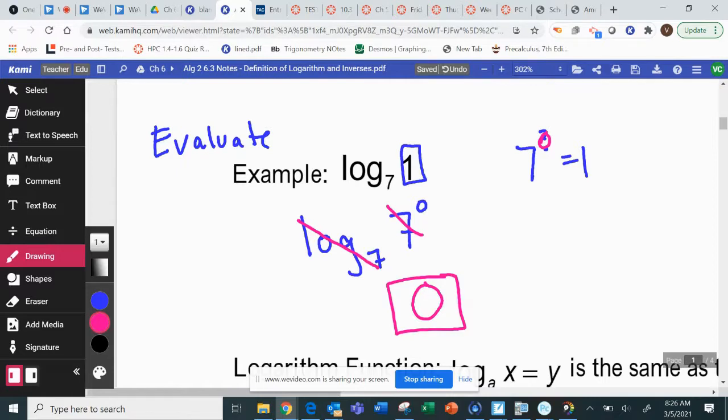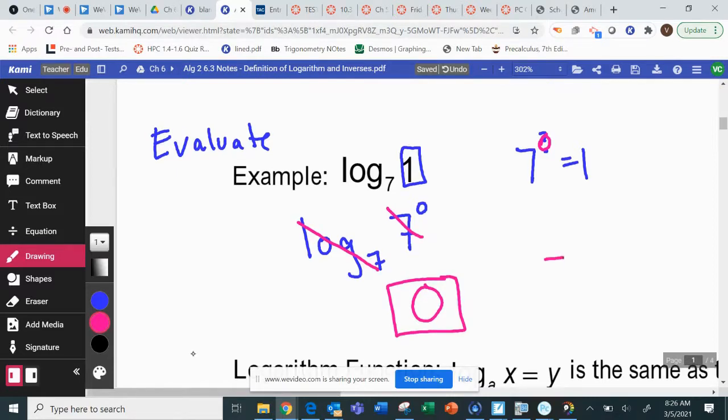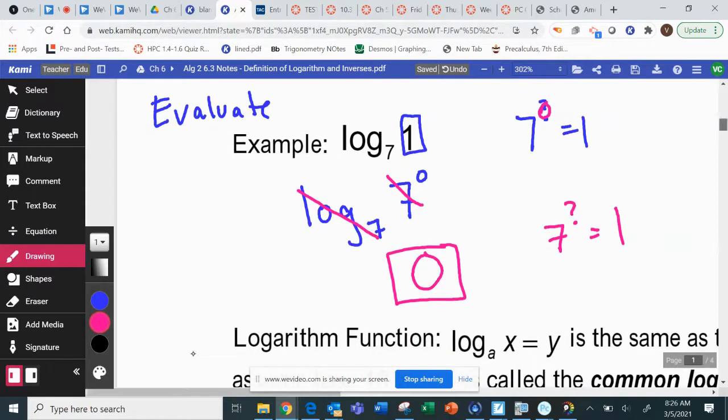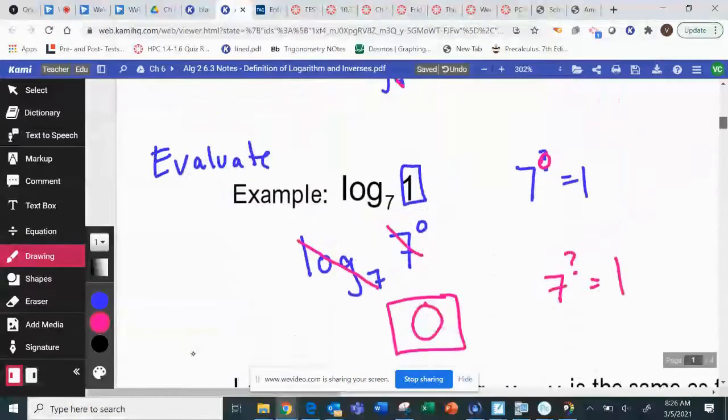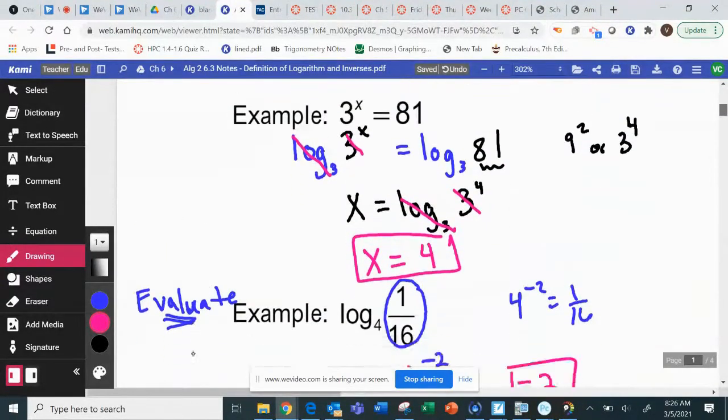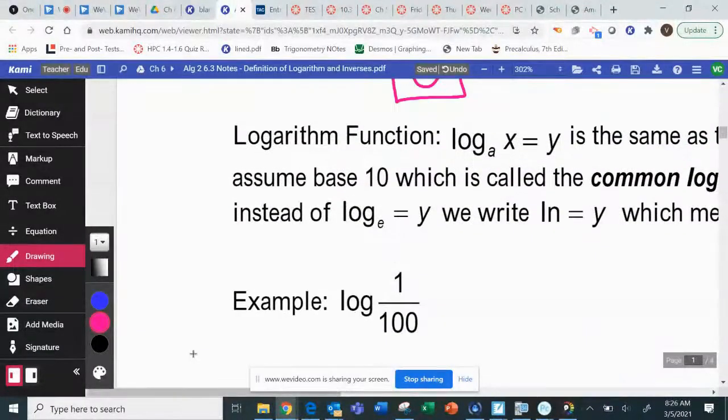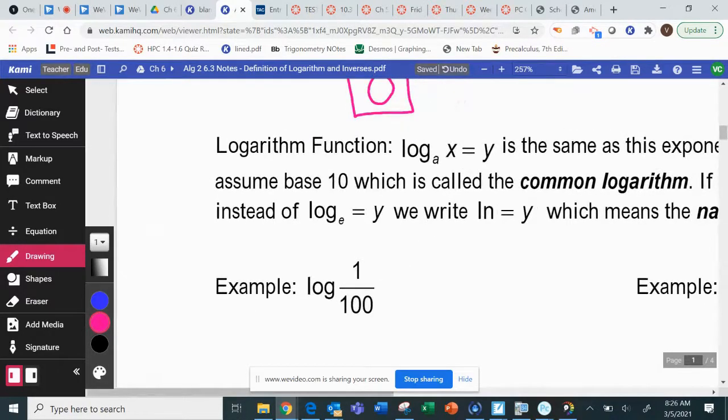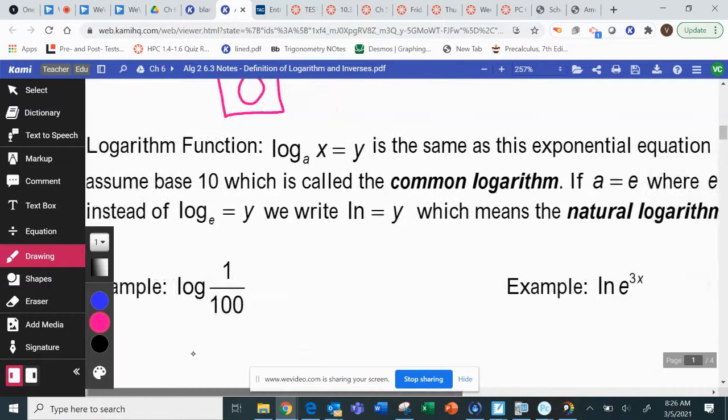That's what logarithms are doing. They're finding the base 7 to a question mark is equal to the big number. That's what logarithms do. They're answering that question. They're finding what exponent. So this base can be anything you want. Almost anything you want.